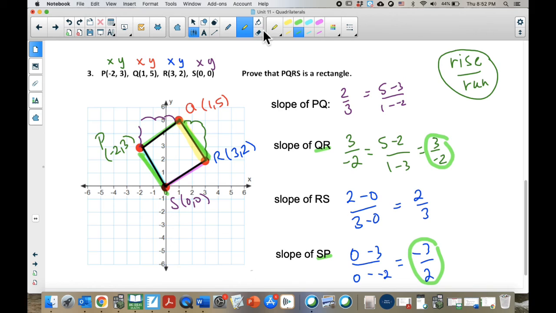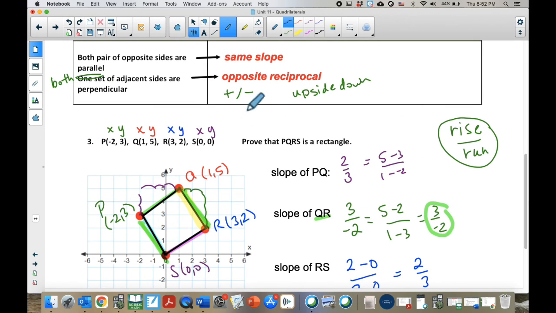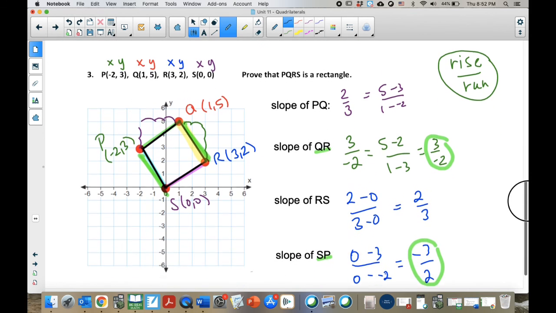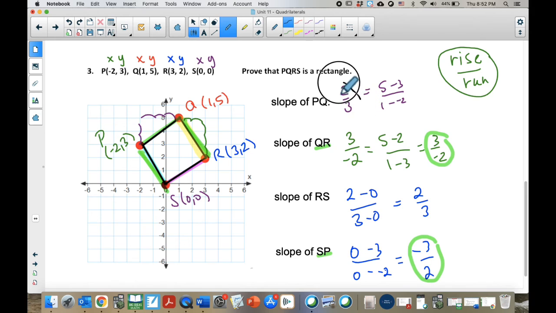Good. Then remember, the other one that we want to look for is the opposite reciprocal. Opposite reciprocal means that, I'm going to show you again, it's up here, that one's positive, the other one's negative, and they're upside down from each other. Okay, so here's a 2/3, and here's a 3 over -2. One's positive, one's negative, and they're upside down. So QR and PQ are perpendicular to each other. QR and PQ are perpendicular.